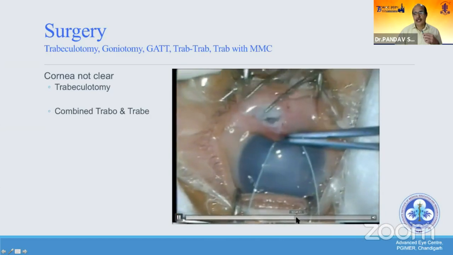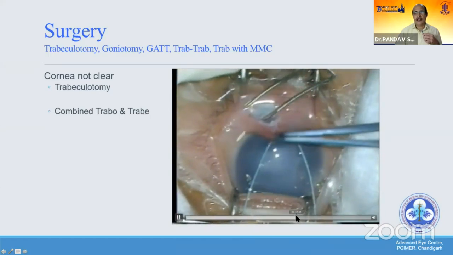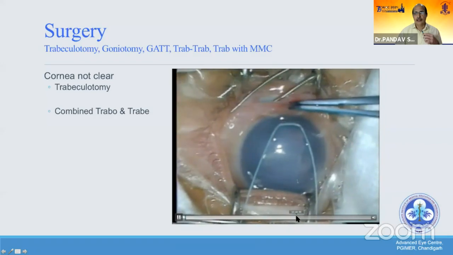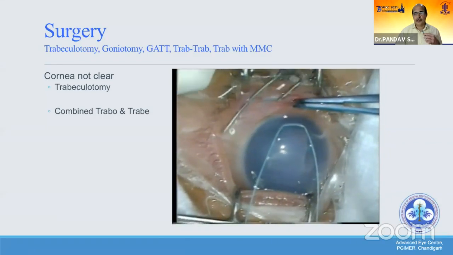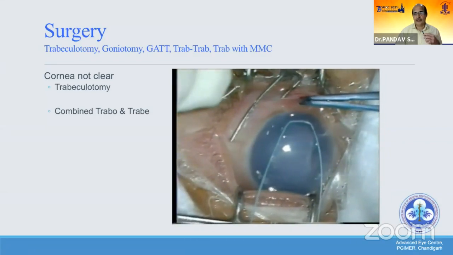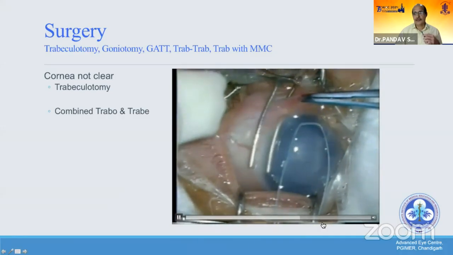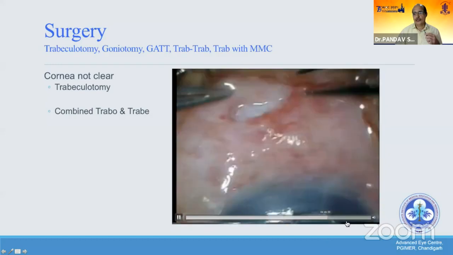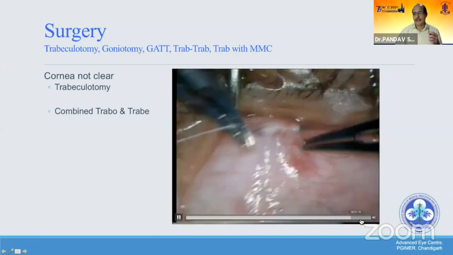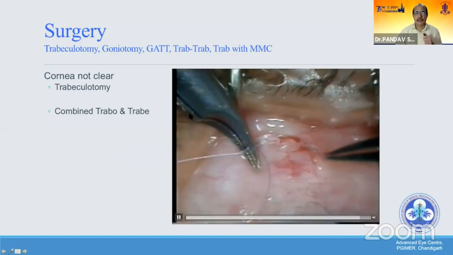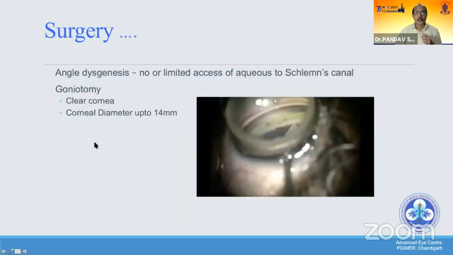So the idea is to get at least 110 degrees of trabecular meshwork disrupted, and the Schlemm's canal exposed to the anterior chamber. And once that is achieved, we can just close the scleral flap and also the conjunctival flap, and that should take care of it.